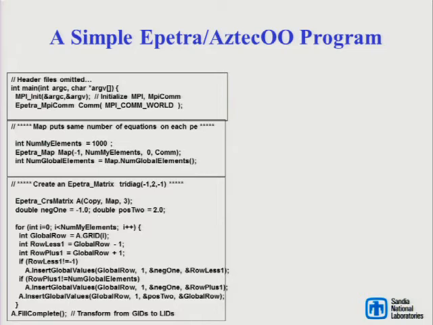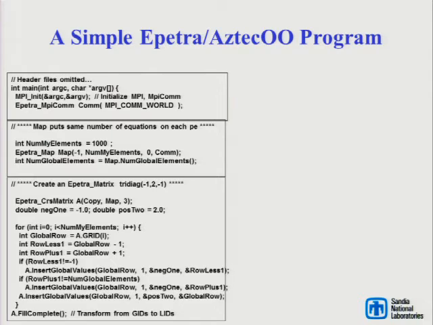Now I might want to build a matrix. I'll go into more details about that later. A matrix has to have maps associated with it as well. It actually has 4 of them, but we're only going to use 1 for the moment. So I say this map, and I say, OK, I have a matrix. It's tridiagonal. Here's my map. And since I know how many elements I have, I can then go through a loop.